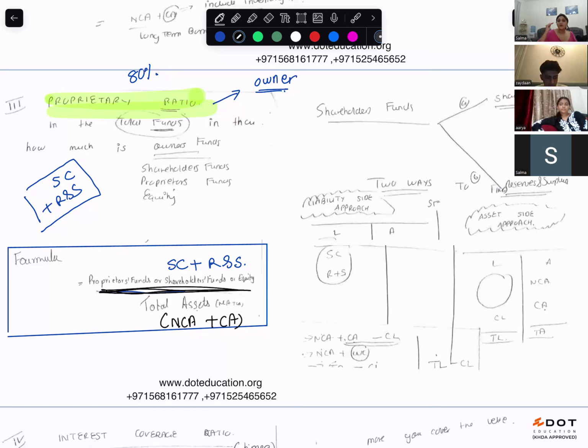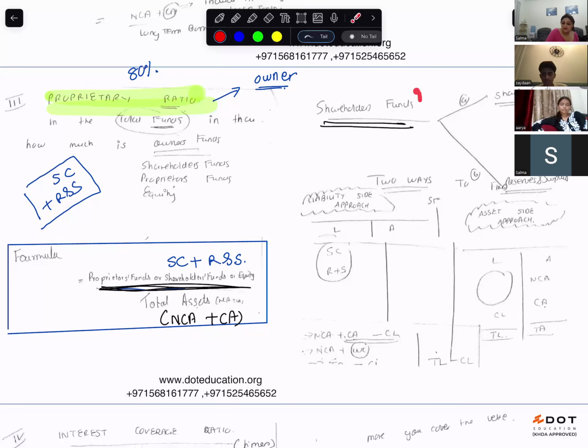Owners funds over total assets. Owners funds means the shareholders funds. Shareholders funds means share capital and reserves and surpluses. Okay. Now, when they ask you to calculate the proprietary ratio, they will never give you the owner's funds directly. You will have to calculate it. There are two ways to calculate this.